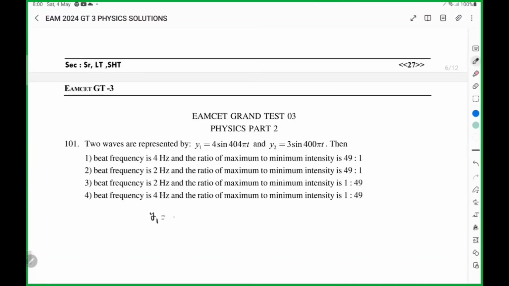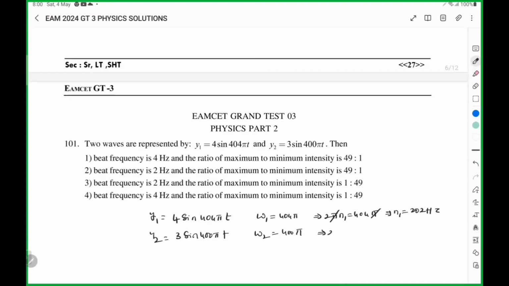Given y1 equals 4 sin 4π t, so omega 1 is 2π n1, which is 4π. Here n1 is 2 Hz. The other wave equation is y2 equals 3 sin 400π t. Omega 2 is 400π, so 2π n2 is 400π, and n2 is 200 Hz.